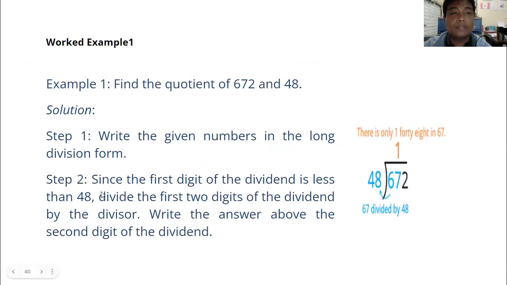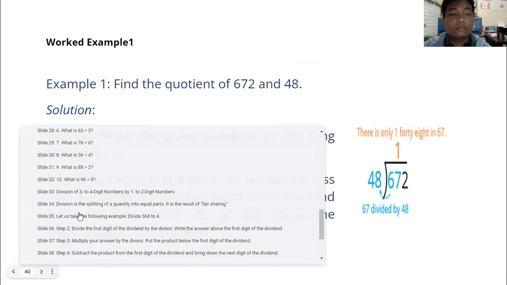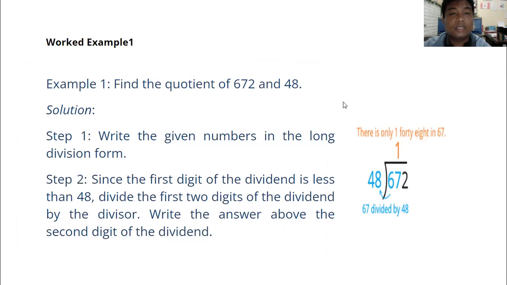Okay, so work example number 1. Find the quotient of 672 and 48, no? So this is a 2-digit divisor. So step 1, write the given numbers in the long division form. Okay? Step 2, since the first digit of the dividend is less than 48, divide the first 2 digits of the dividend by the divisor. Write the answer above the second digit of the dividend, no?